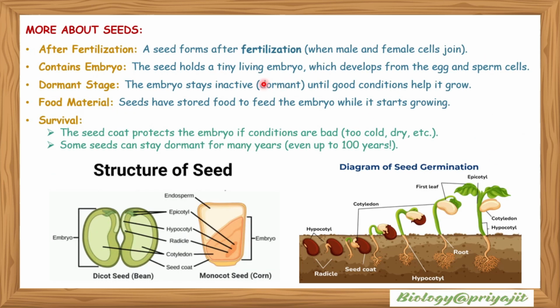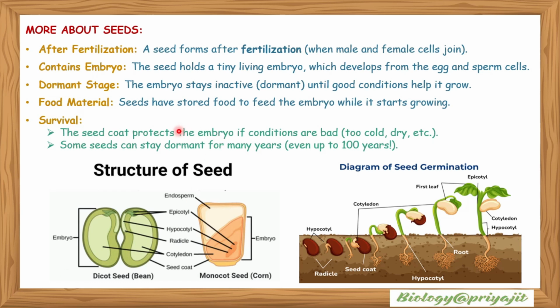More about seeds. After fertilization, a seed forms when male and female cells join. Contains embryo: the seed holds a tiny living embryo which develops from the egg and sperm cells. Dormant stage: the embryo stays inactive or dormant until good conditions help it grow.